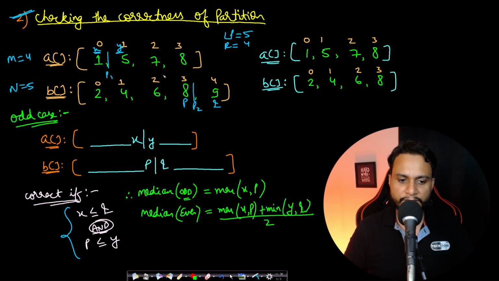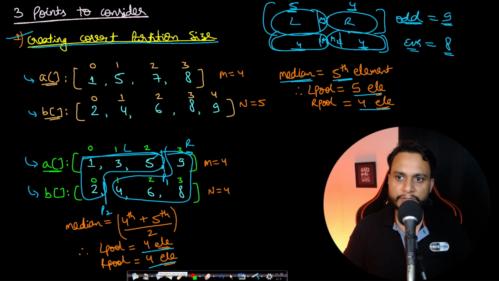In the odd case, you will see that the maximum of x and p will be the median. Why? Because you had one extra element on the left side, hence the median was included on the left side. I already assumed this here, right? The median was on the left side. The largest element on the left side was the median in the odd case. In the even case, both the partitions will have 1 median.